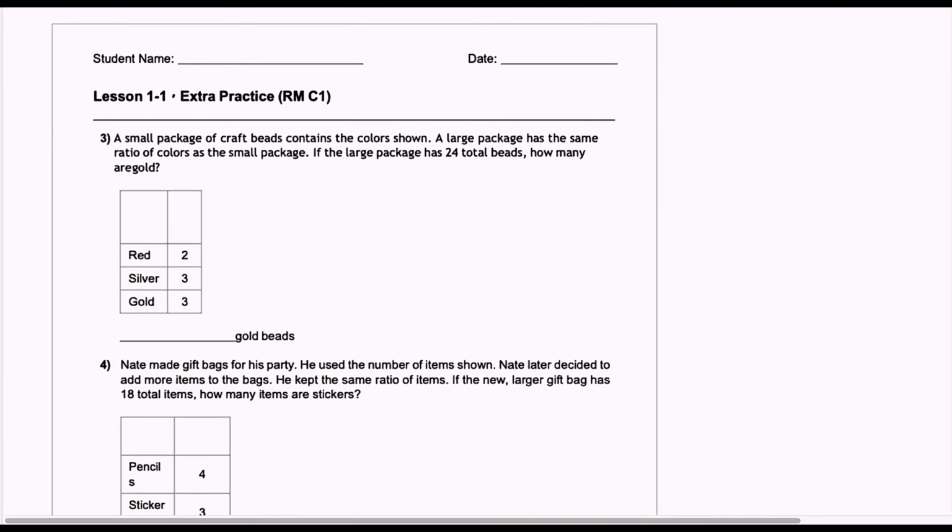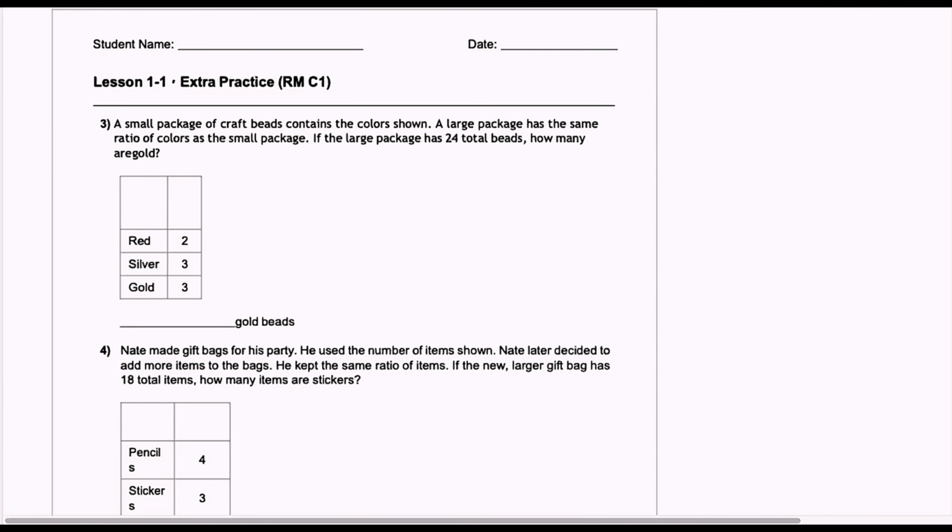I'll go directly to the third question, which is showing me the relation between three different colors: red, silver, and gold. A small package of craft beads contains the colors shown. Then this belongs to what? Yes, the small one, the small bucket. Okay, a large bucket has the same ratio of colors as the small package.